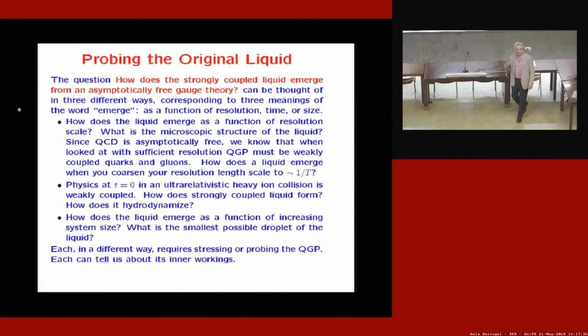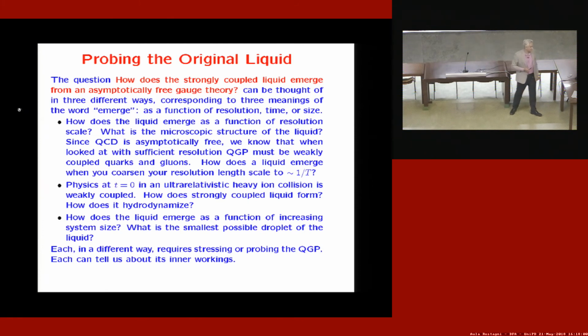But there's another sense of the word emerge, and that is as a function of time. When you do a collision at time 0, it's not a liquid yet. It's just a bunch of quarks and gluons going like this, and they just collided. Not a liquid yet. What are the physical processes that take you from the initial condition, which is very far from being in equilibrium, and turn it into a liquid? That is the second sense of the word emerge.